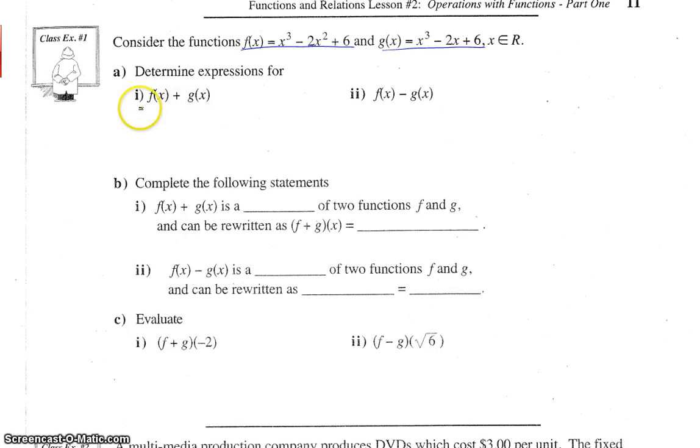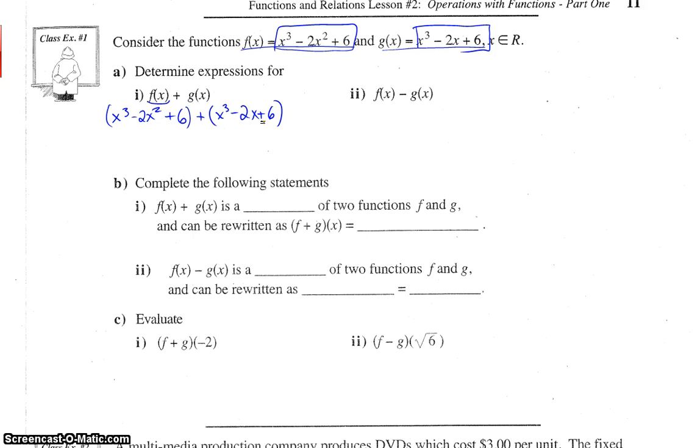Okay, simple enough. F of x we know to be this. So we are going to sub that in, x cubed minus 2x squared plus 6, and then plus g of x we know to be that expression. So we're going to sub that in as well. If we were subtracting, I'd want to make sure we put brackets. So let's get in the good habit of doing that and just put brackets around it anyways.